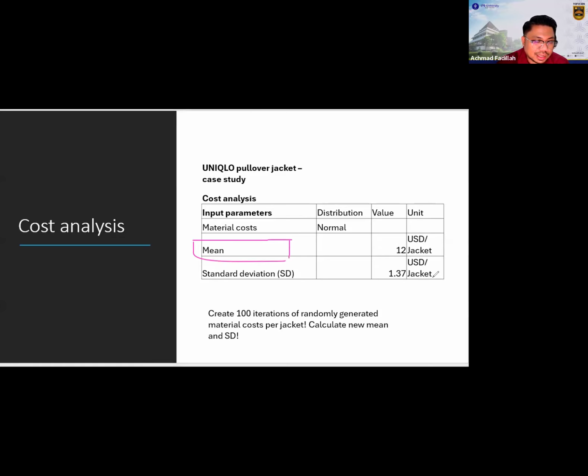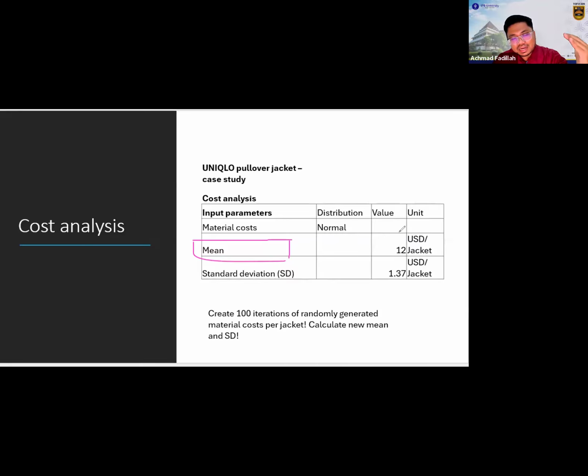For example, you have the information about the value. It means that in this case, the price is the price of the material cost, not the price of the pullover jacket. That's the mean of the price, and then the standard deviation.